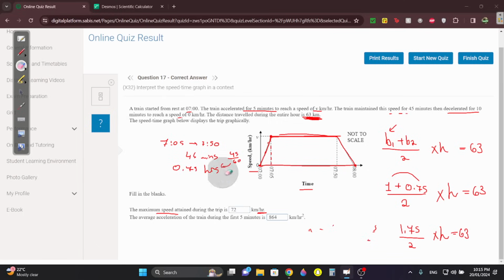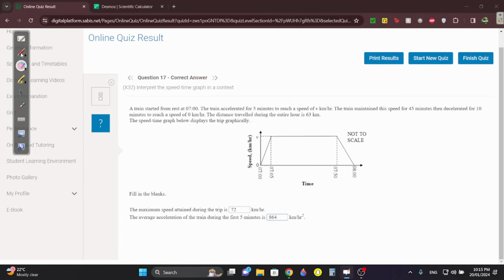Then part B. What is the acceleration for the first 5 minutes? They want it in per hour, so make sure you convert this 5 minutes to hours. 5 minutes is 5 over 60 hours. You could just say 1 over 12 hours.